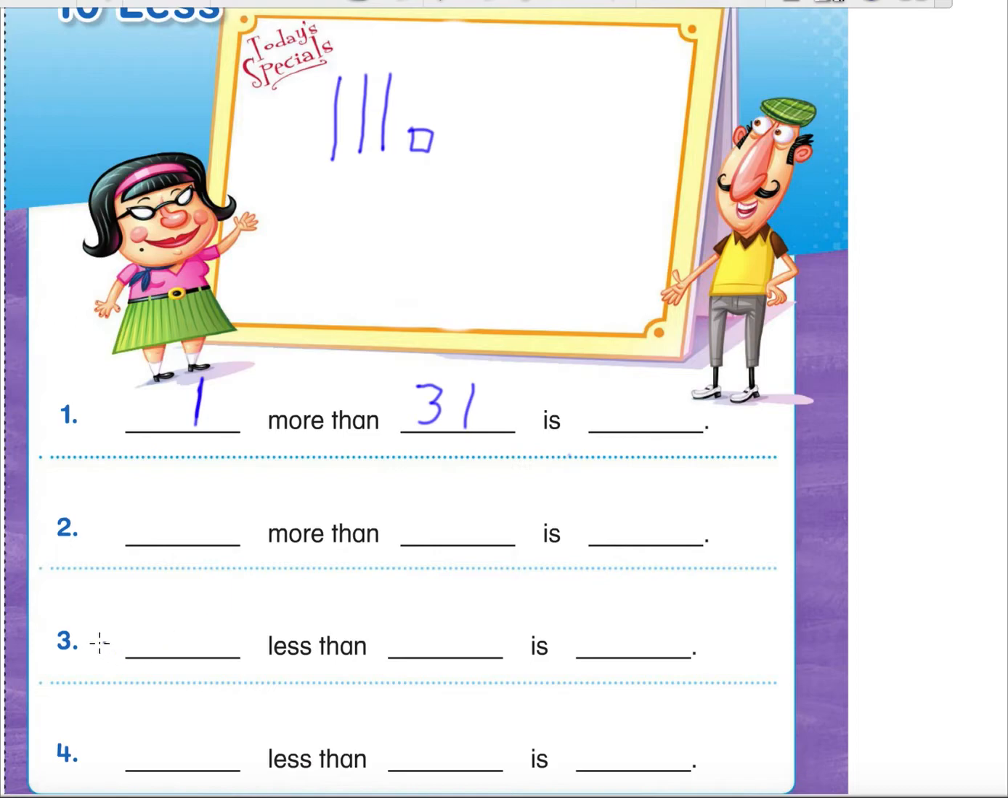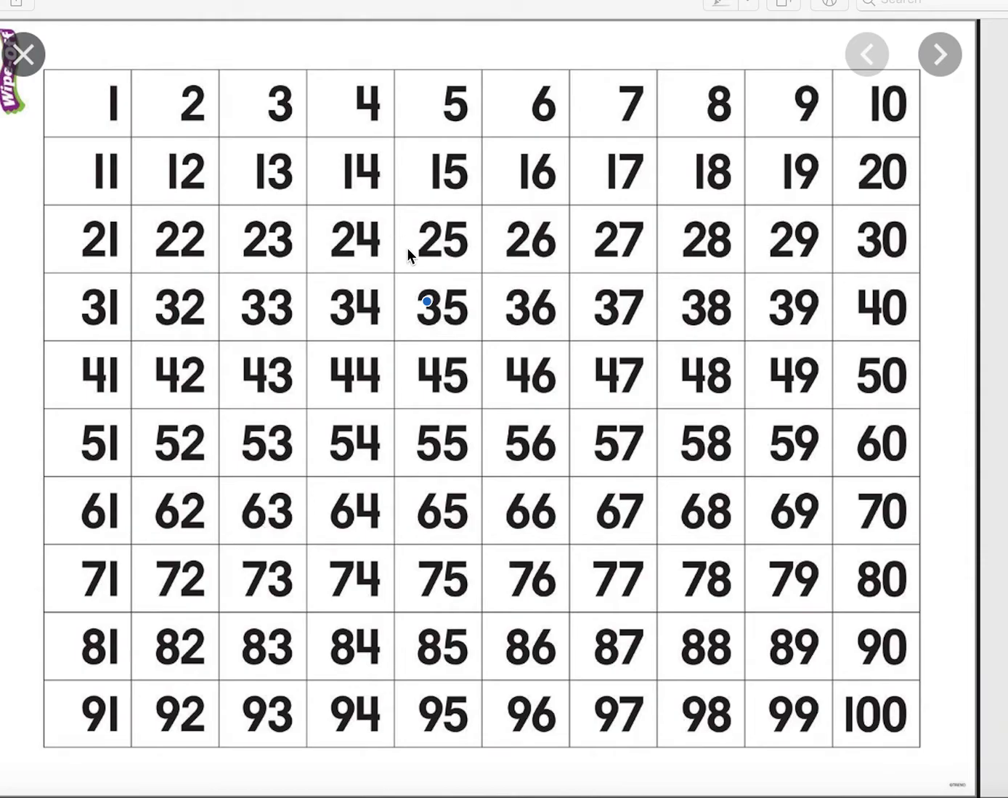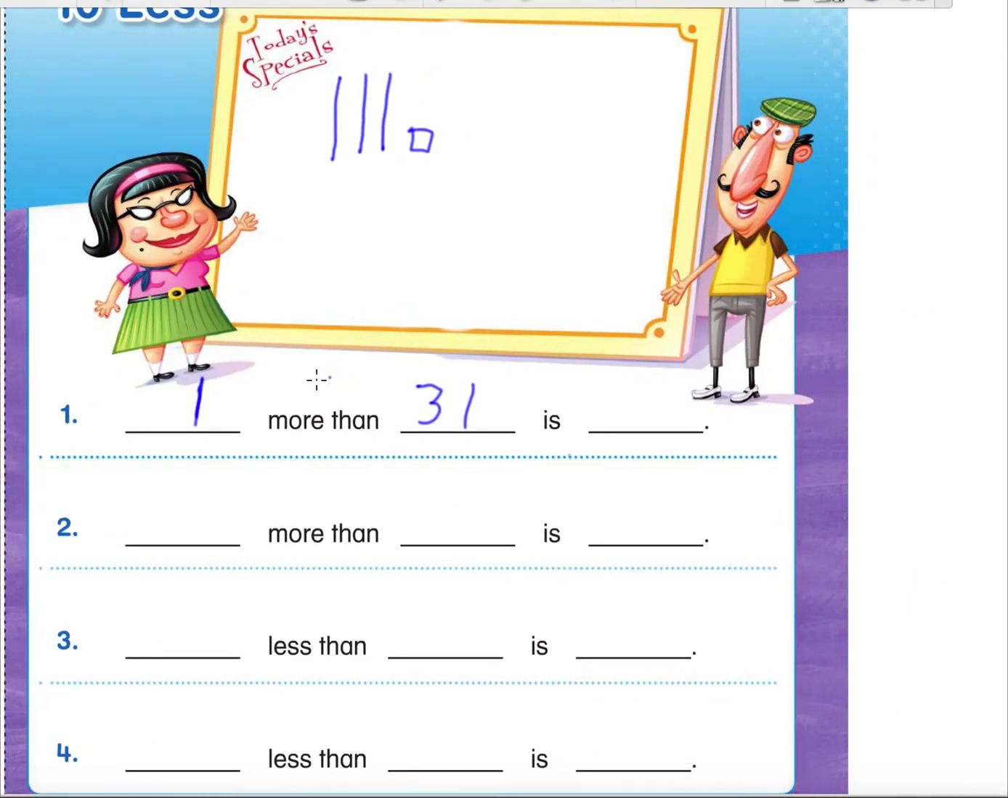Now if we look at our 100 chart, we can do that real quick. You can see that 31 is right here. And if we need one more, which way are we jumping? Are we jumping backwards all the way over here? Or are we jumping forward one to 32? Well, if we just need one more, we are counting forward one, and it's actually going to be 32 right here. So now we can fill that in. One more than 31 is 32.